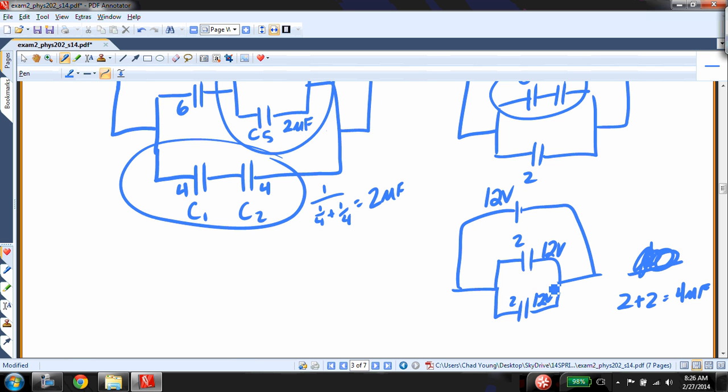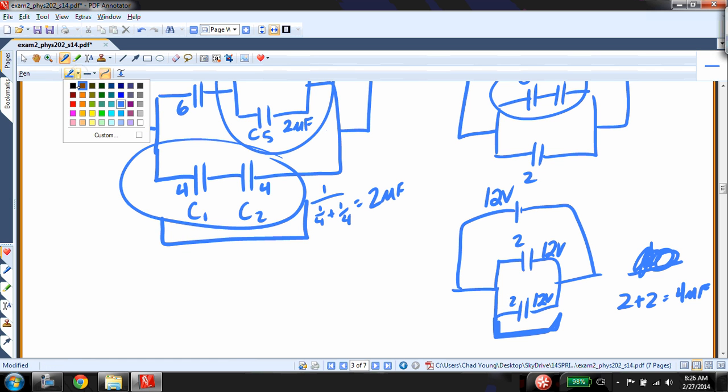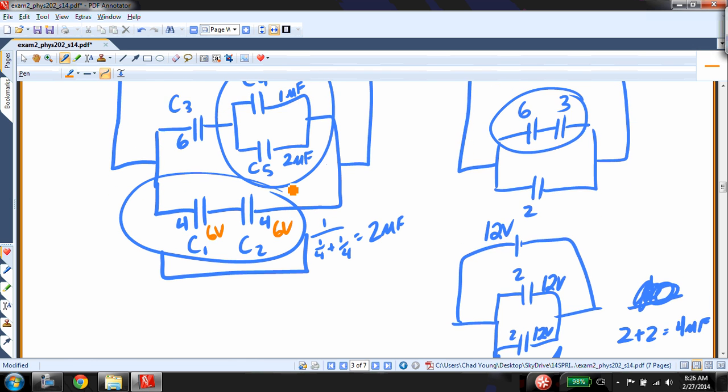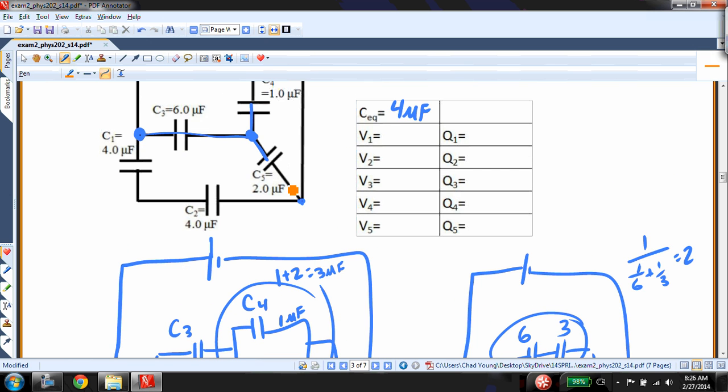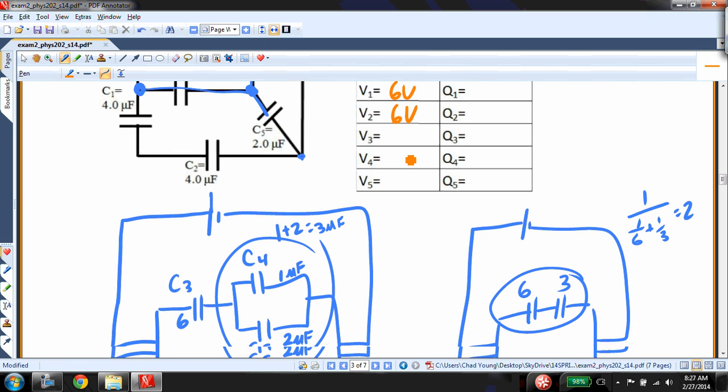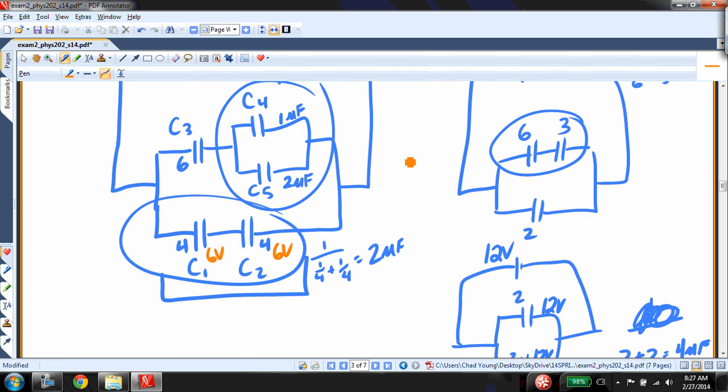So let's see, what can we posit first? Well, if I have 12 volts across this capacitor, that's the equivalent to these two capacitors. That means that I have 6 volts here and 6 volts there. So let's go ahead and write in for C1 and C2. I have 6 volts and 6 volts for both of those. We'll come in and fill in the charges in just a minute.